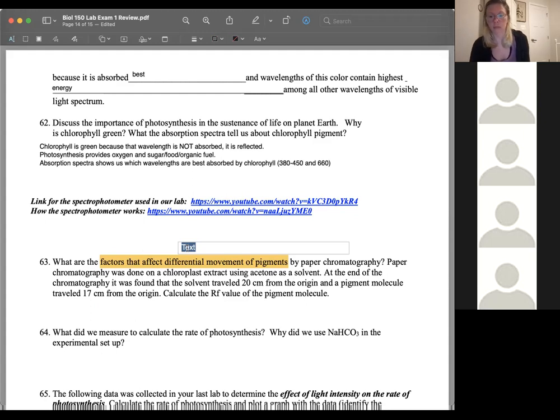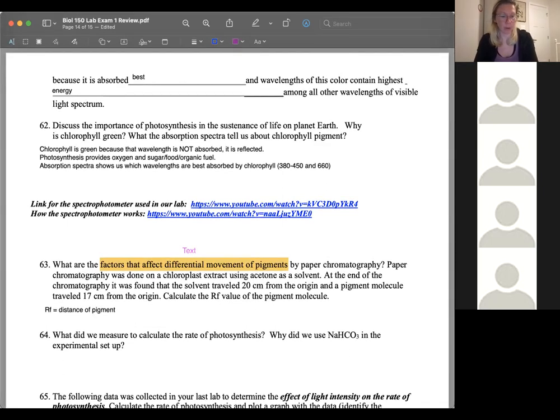The RF is the distance of the pigment divided by the distance of the solvent, which is equal to 17 centimeters per 20 centimeters. Okay, yeah, so you're giving me how we calculate the RF value. So that's the distance traveled by the pigment divided by the distance of the solvent.